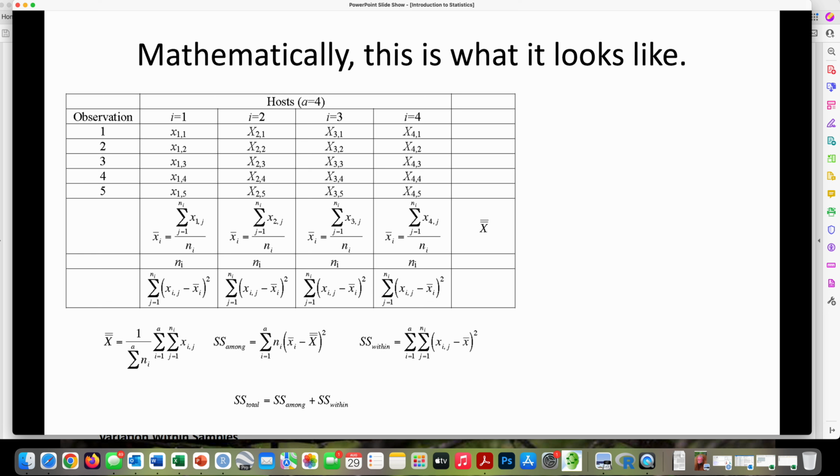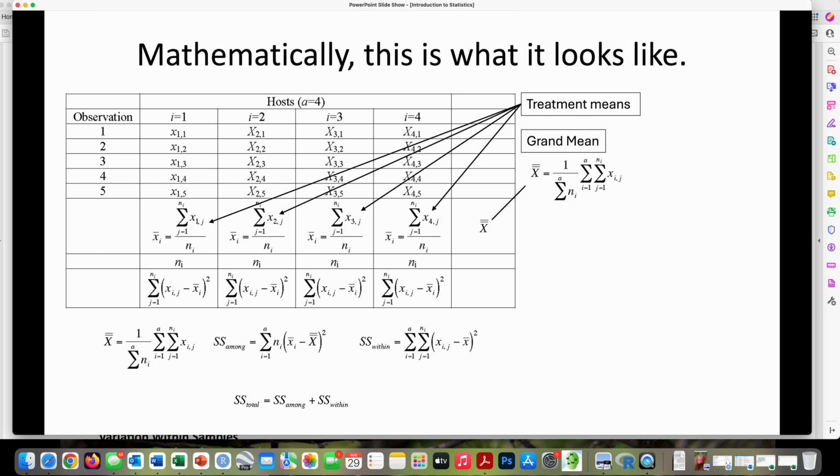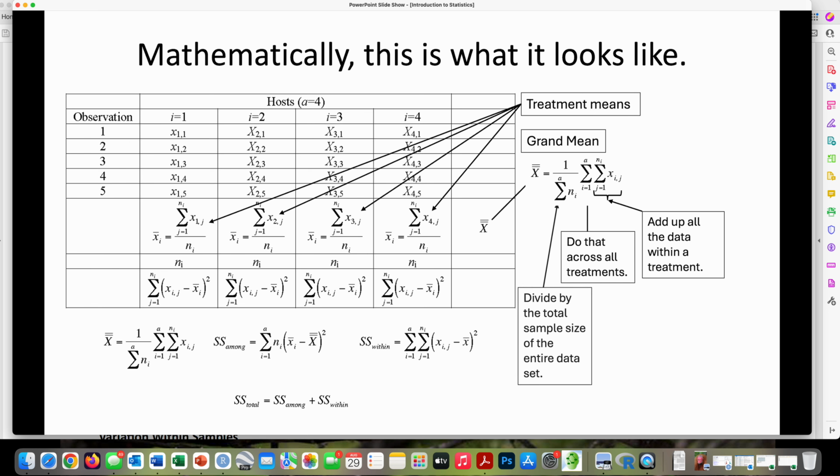So here's what an ANOVA calculation would look like, and it looks like a mess, but we're going to break it down. What you do first is you find treatment means. The treatment means are just the averages of the treatment. In this case, there are 4 hosts, and so you average up all the data points. The grand mean is the mean of the entire data set, so it's adding up the whole data set and dividing by the total number of values that are there. And so add up all the data within a treatment, add that up across treatments, and then divide by the total sample size of the entire data set.